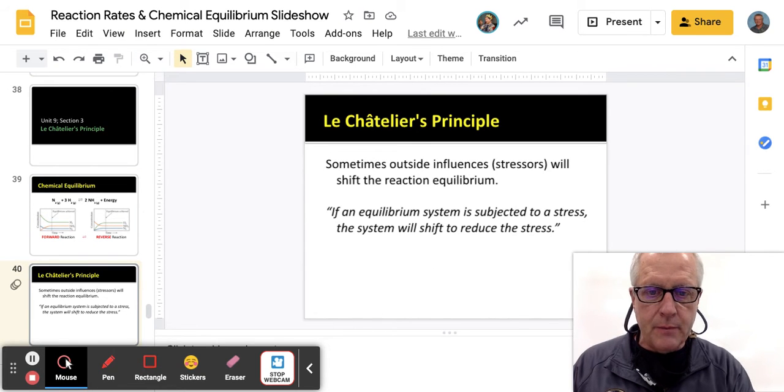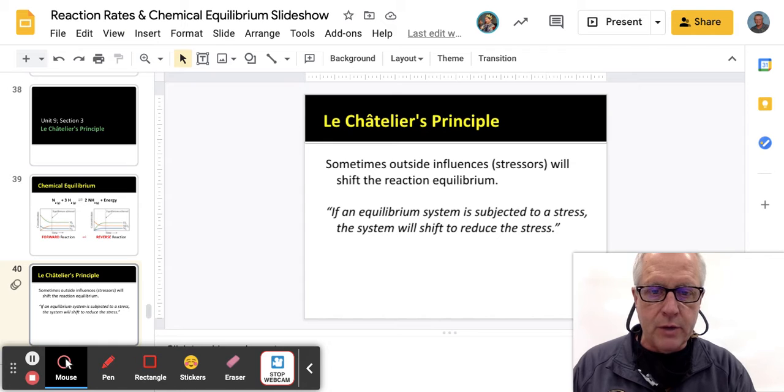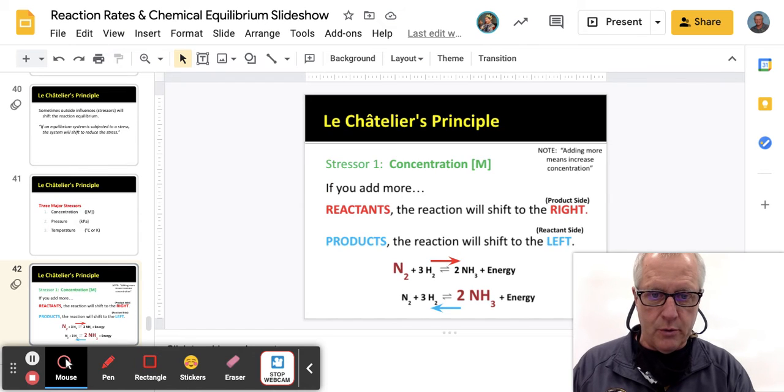But anyway, stressors. So if you had a reaction that was evenly going both ways and it had reached equilibrium, you could force it to go one way or the other. So these are the things that Le Chatelier came up with. You could change concentration, change pressure, or change temperature.